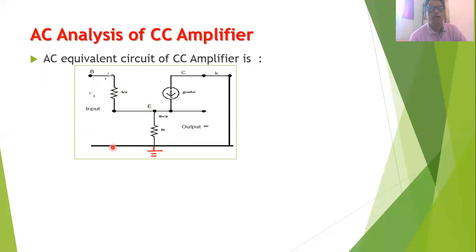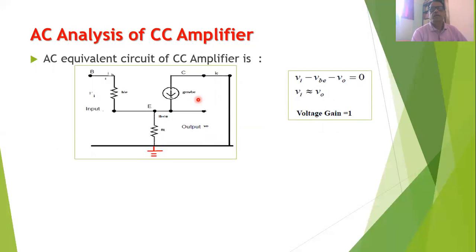You will find that load resistance RL is connected between emitter and ground, which means the collector is also grounded here, and the output is taken across the load resistance RL. The current flowing through RL is IB plus IE, and this current source is GM into VBE.